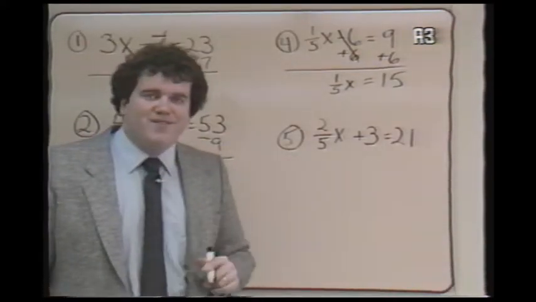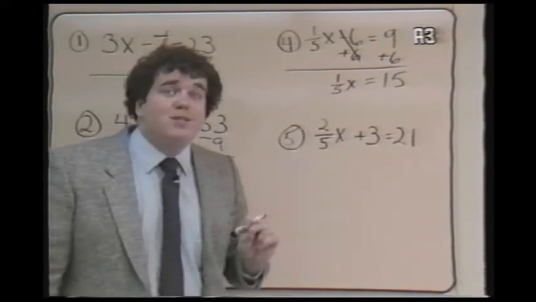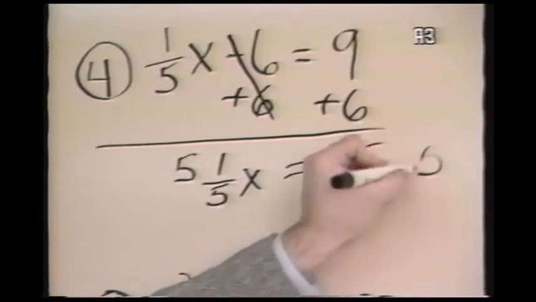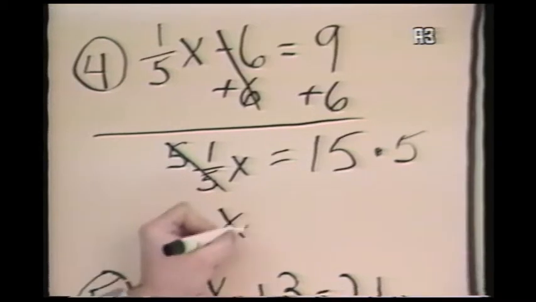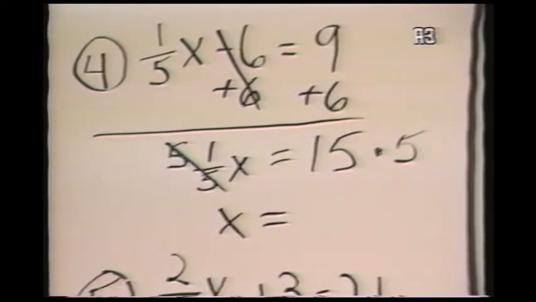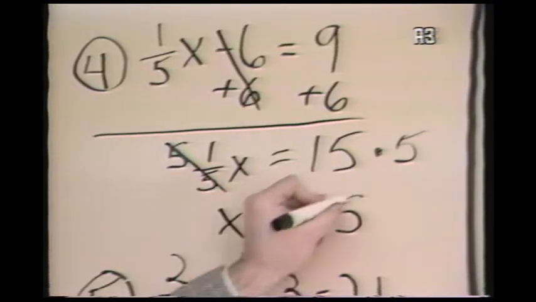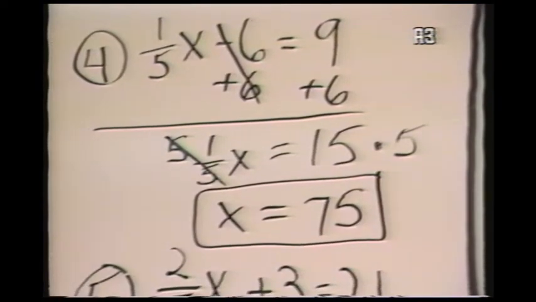Be careful. What do you do here? You multiply. Multiply each side by 5. So we multiply 1/5 x by 5, and we get x on the left side, and then we multiply 15 by 5. And what I get there is 75. X will equal 75.